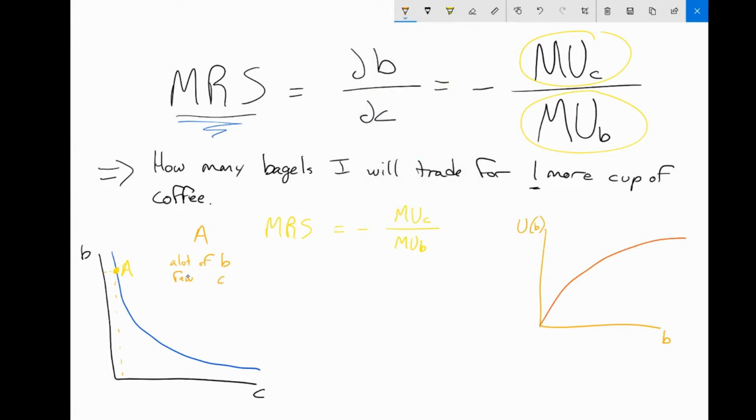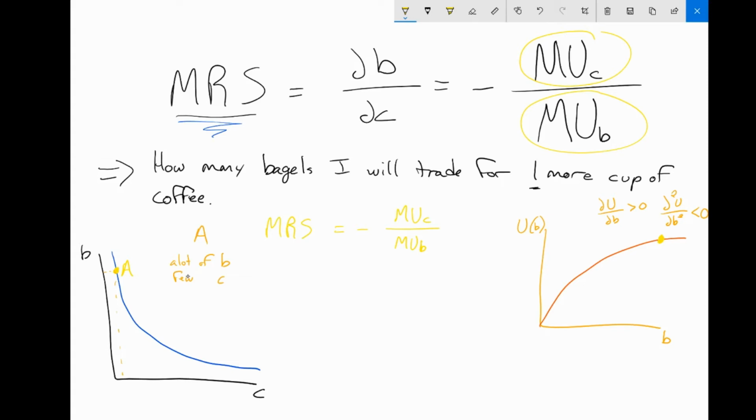Okay, it's going to exhibit diminishing marginal utility. It's always going to go up, so non-satiation. The derivative of u with respect to b is always going to be positive, and the second derivative of u with respect to b is always going to be negative. So it's always increasing, but it's increasing at a slower rate. And so if I have a lot of b, that's what's happening at A. At point A, I have a lot of b.